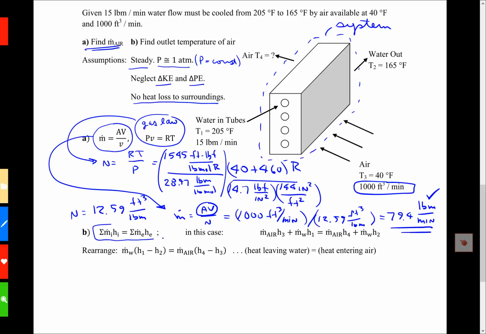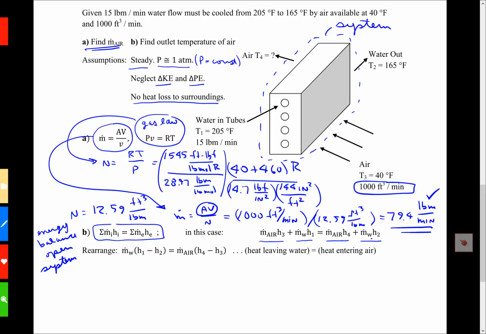The energy balance here for an open system takes this form. All we have left is mass flow rate and enthalpy. So the sum of the inlet mass flow rates times each of the inlet enthalpies is equal to the sum of the exit mass flow rates times each of the exit enthalpies. In this case, we have coming in, state 3 for the air is m dot air H3. Coming in for the water is m dot water H1. Coming out for the air is m dot air H4, and coming out for the water is m dot water H2.